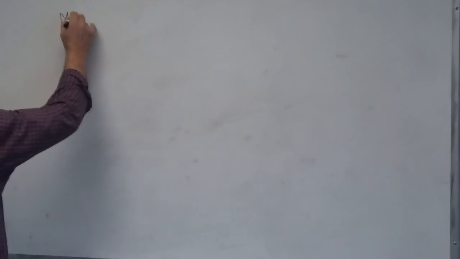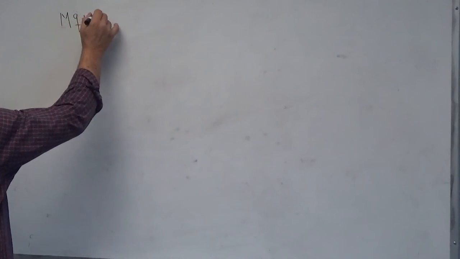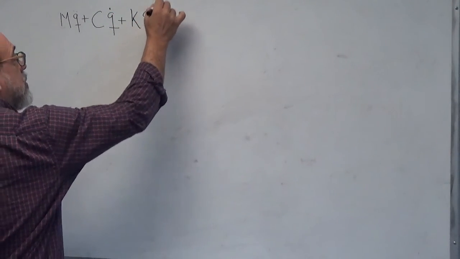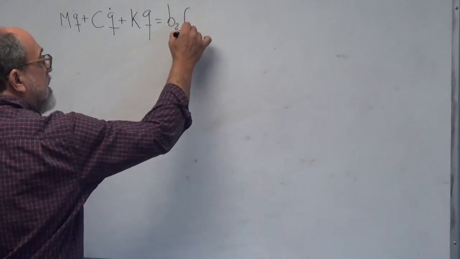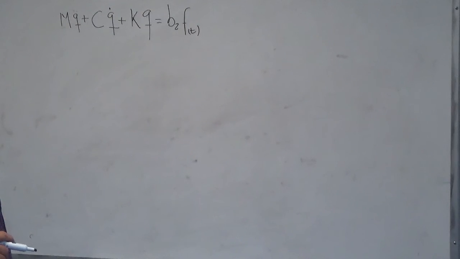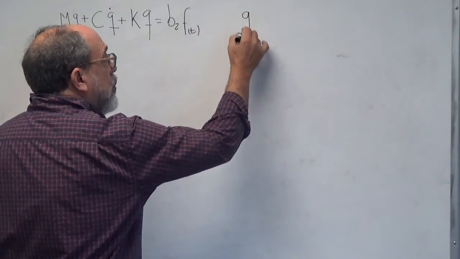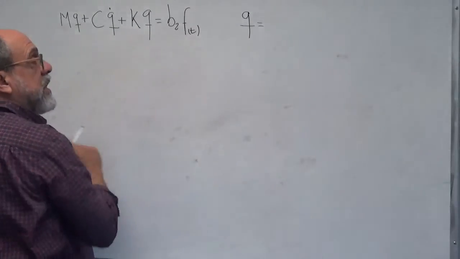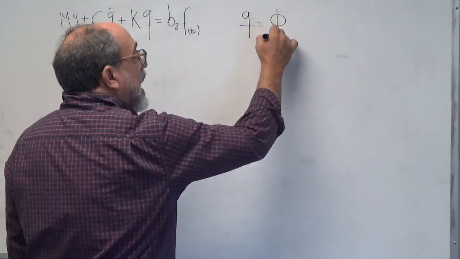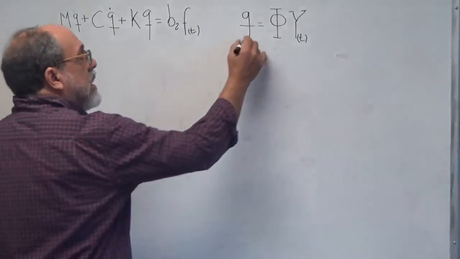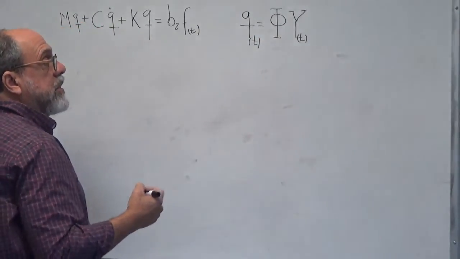I want to start by reminding you that what we've done in modal analysis is to take the equations of motion, which are M q double dot plus C q dot plus K q equals B2 f(t), and we've made essentially the substitution of expressing the coordinates q as being Phi y, where y are the modal coordinates and these are a function of time. Phi contains the mode shapes.